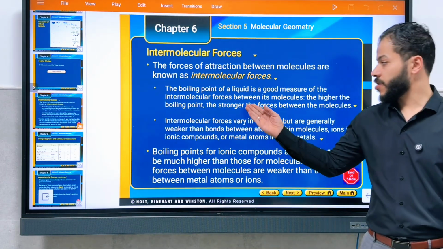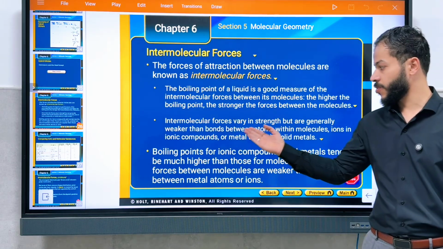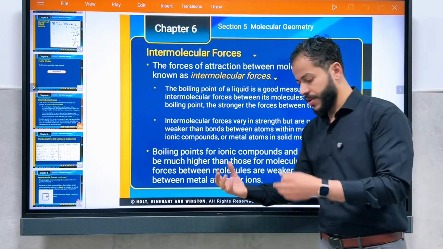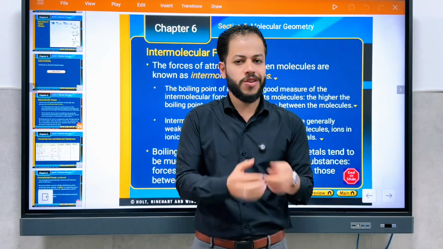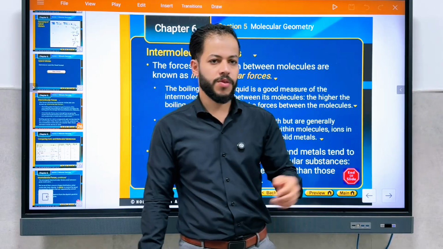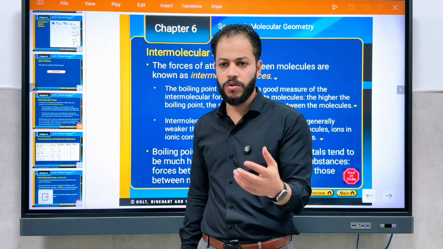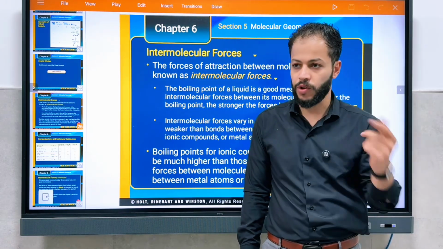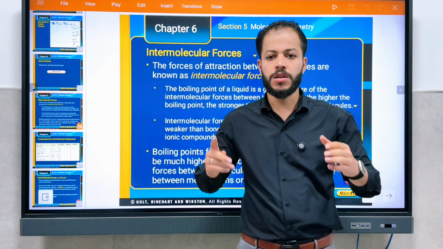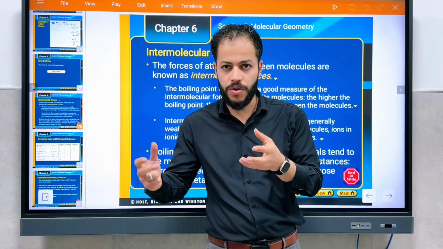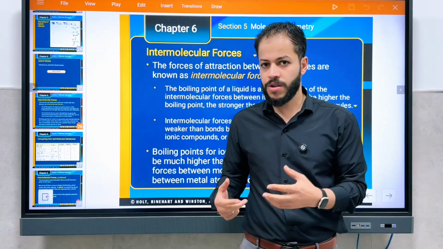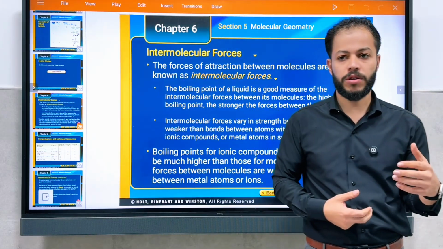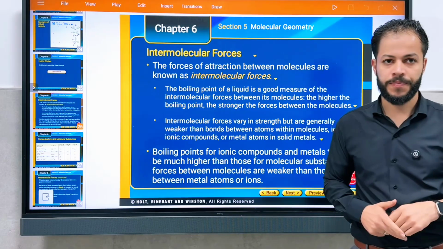Intermolecular forces vary in strength but are generally weaker than the bond between the atoms. If we compare the chemical bond with intermolecular forces, actually there is no comparison. For example, the strongest intermolecular force is called the hydrogen bond. We will explain it. It represents only about 5% of the strength of the covalent bond, not even the ionic bond. This means there is no comparison between the strengths of the chemical bond and the intermolecular forces. But they make a crucial effect on the properties of matter, like the boiling point, and we will see how that happens.